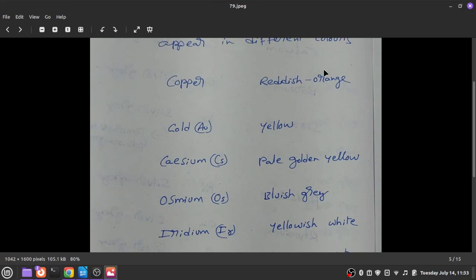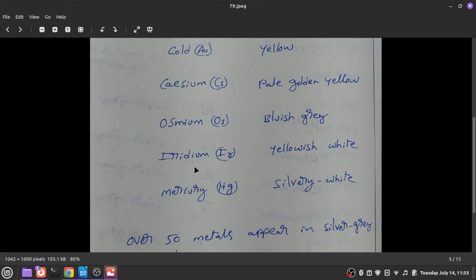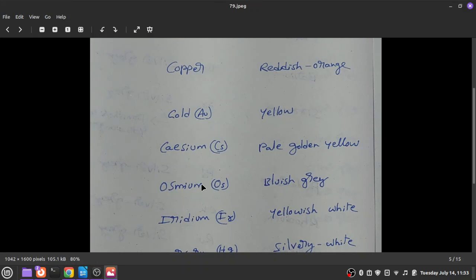These are the metals that we see in our daily life: copper and gold. Copper appears as reddish orange, gold appears as yellow, and silver also we see. Silver appears as silver gray. And mercury also, you can see whenever you visit a doctor, and the doctor uses a thermometer. In the thermometer you will see mercury, which appears as silver white. These are the other metals you may not have seen: cesium, osmium, iridium. Cesium appears golden yellow. Osmium appears as blue gray. Iridium appears yellowish white.